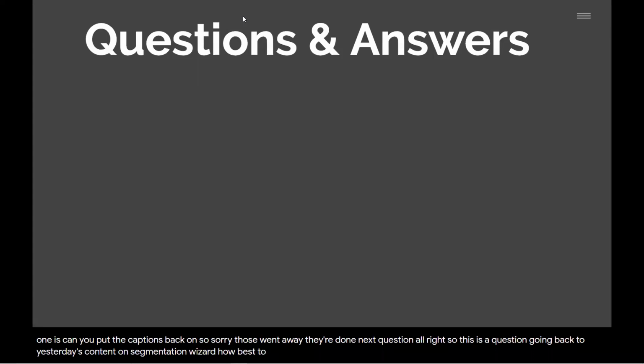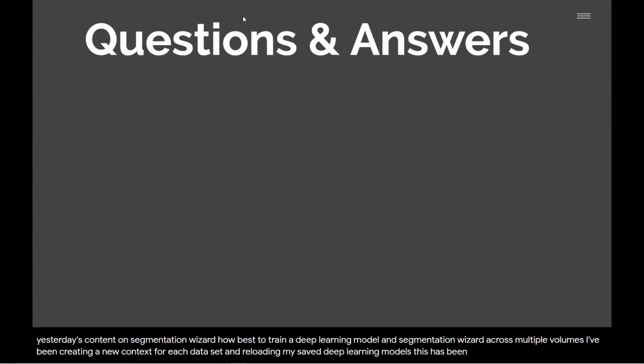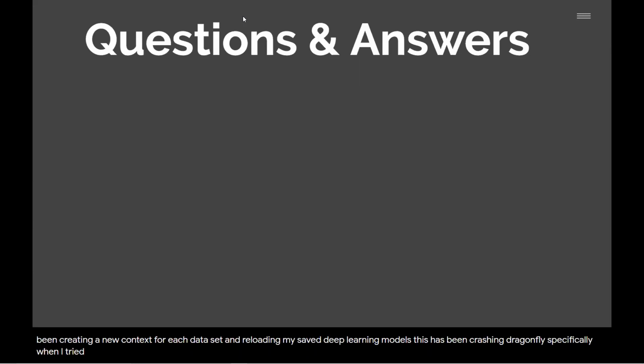Next question. All right, so this is a question going back to yesterday's content on Segmentation Wizard. How best to train a deep learning model in Segmentation Wizard across multiple volumes? I've been creating a new context for each dataset and reloading my saved deep learning models. This has been crashing Dragonfly, specifically when I try to train, as it loads its random forest ML models after training the convolutional neural network. So if you can, please send us the crash report.